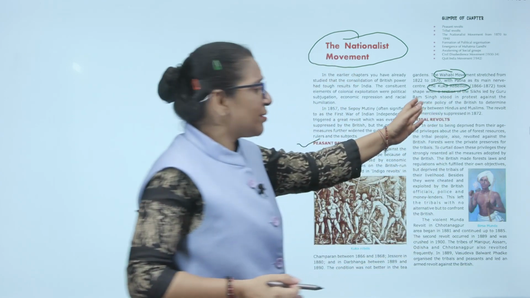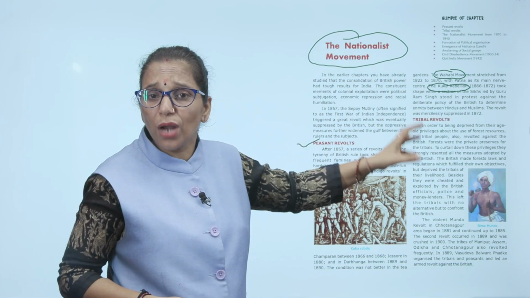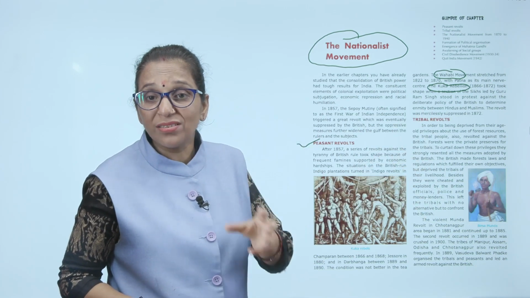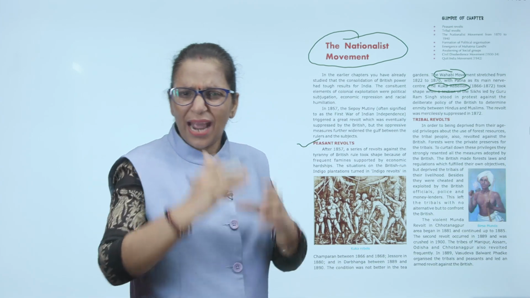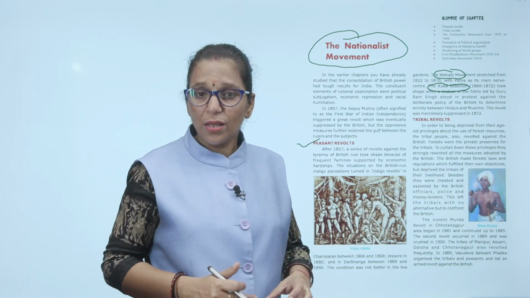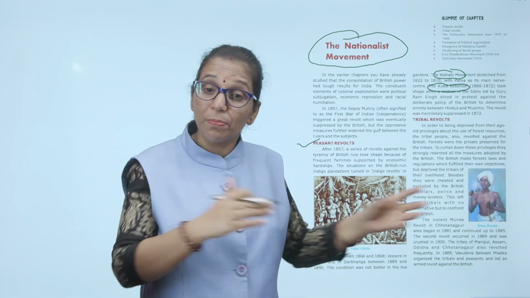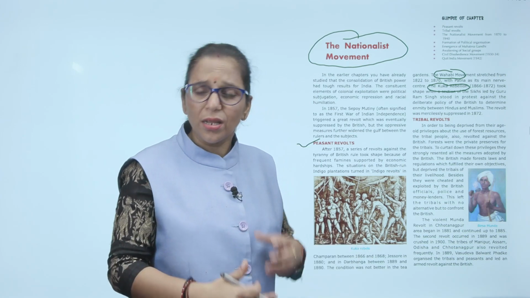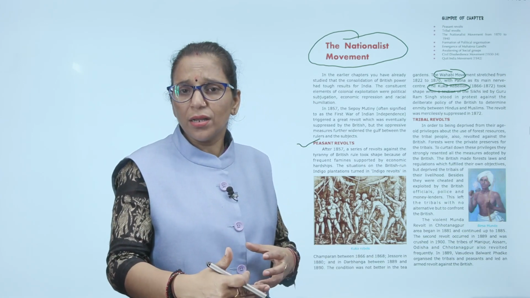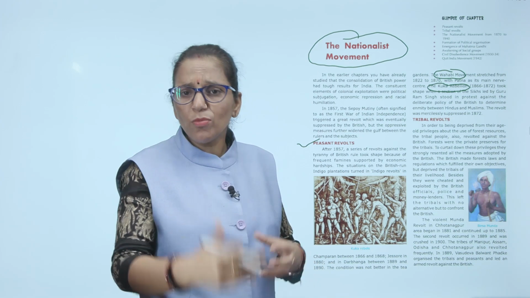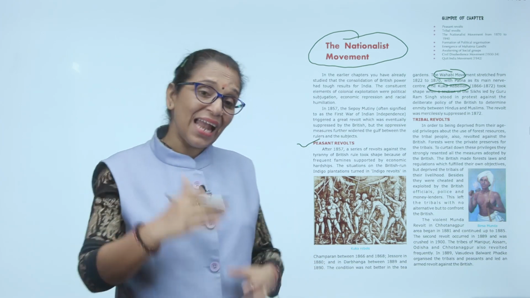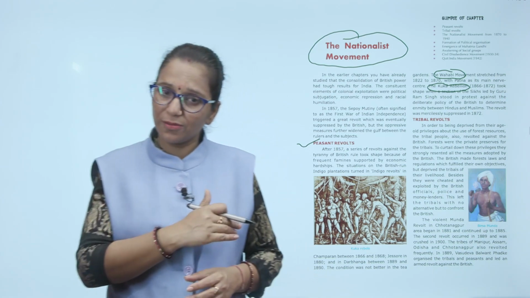It took shape when a section of the Sikhs led by Guru Ram Singh stood in protest against the deliberate policy of the British to create enmity between Hindus and Muslims. The revolt was mercilessly suppressed in 1872. So peasants revolted, indigo planters revolted, tea planters revolted, the Kuka rebellion was there, the Wahhabi movement was there. There were so many rebellions against the anti-people policies of the Britishers.